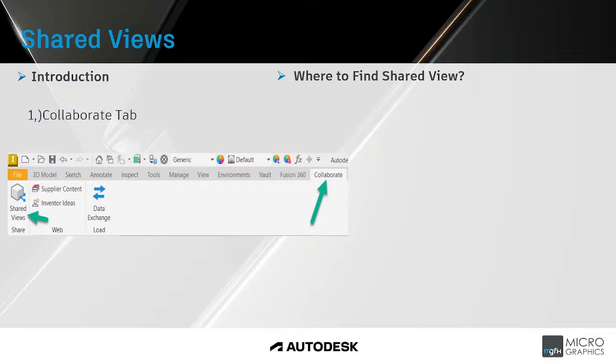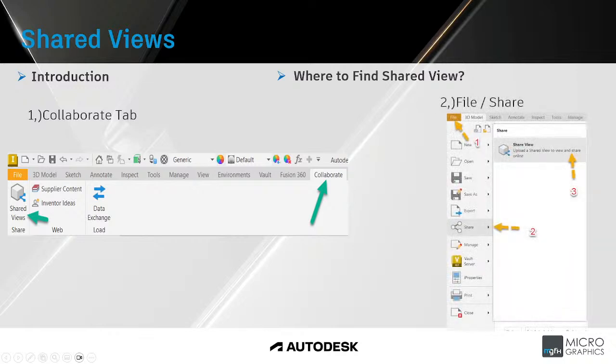Now let's have a look at where and how to access your shared views. There are two main ways you can access the panel to shared views. On your ribbon on Inventor, you can go to Collaborate and Shared Views. The second option, you can go to File, Share, and choose Shared Views.